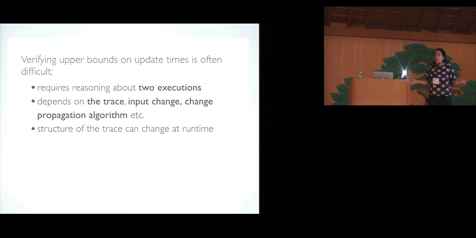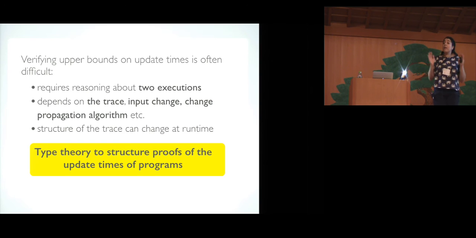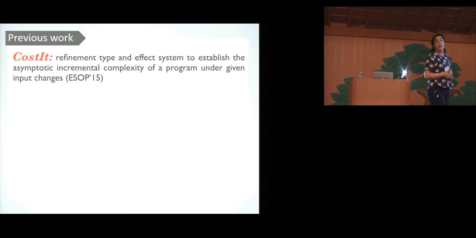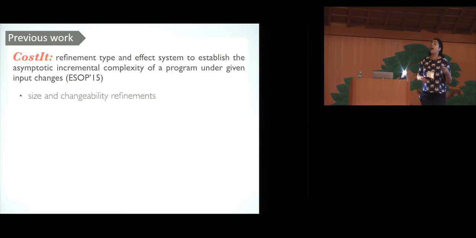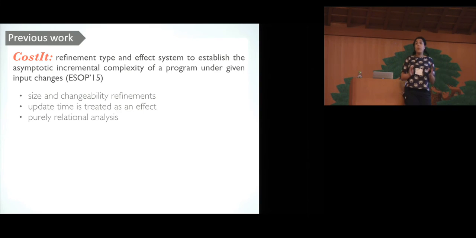So that's where our work comes in. We are interested in developing a type theory to structure proofs of the update times of programs. As the first step towards this goal, in our previous work, we have developed CostIt, which is a refinement type and effect system for establishing incremental complexity of a program. CostIt combines size and changeability refinements and obtains the update time of a program as an effect. And its analysis is purely relational.